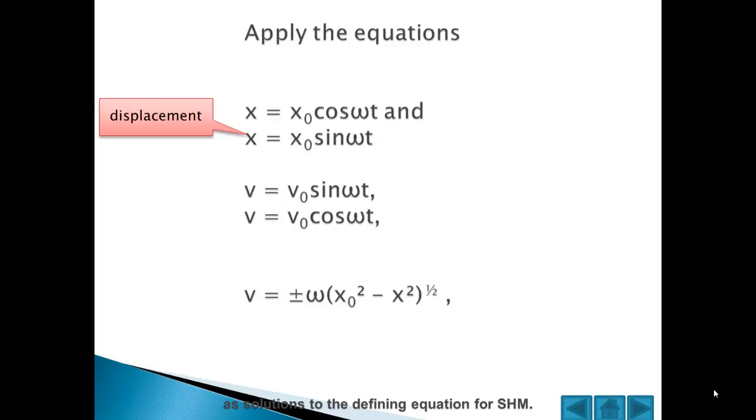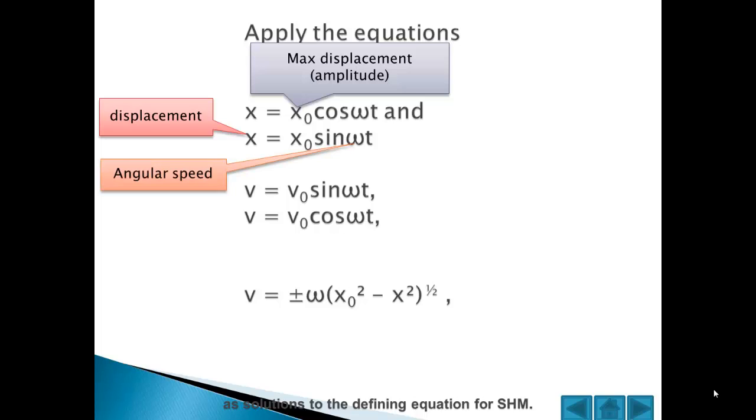X is, of course, the displacement. X naught is the maximum displacement, or the amplitude. Omega t: omega is the angular speed, and remember, speed times time gives the distance. So omega t will give you the angle that is turned. V naught gives the maximum velocity, and the v gives the velocity at any particular time.